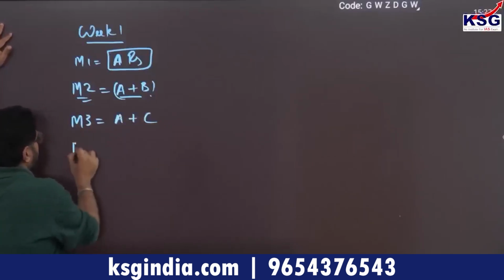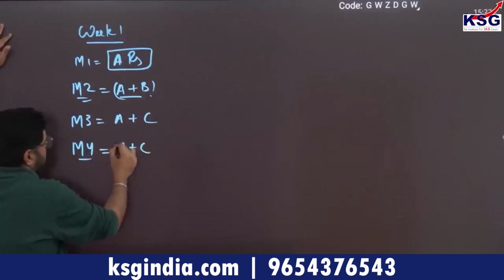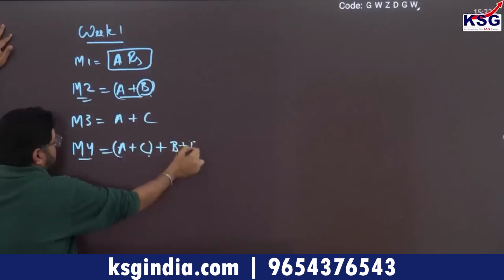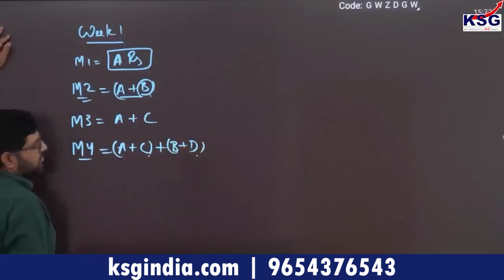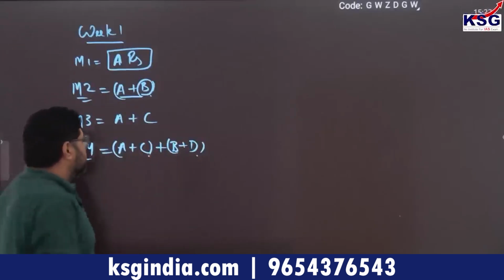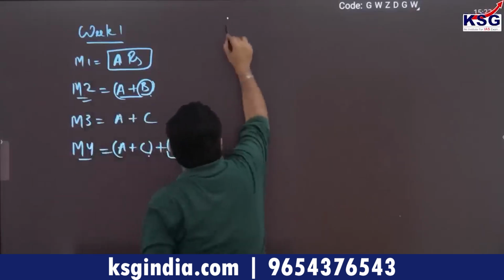And when it comes to M4, M4 is M3 plus all the deposits. So we can say A plus C plus B component plus D, meaning all the deposits: the savings account of the post office as well as time deposit. So ultimately this is all the deposit. Suppose this is the situation in week 1.